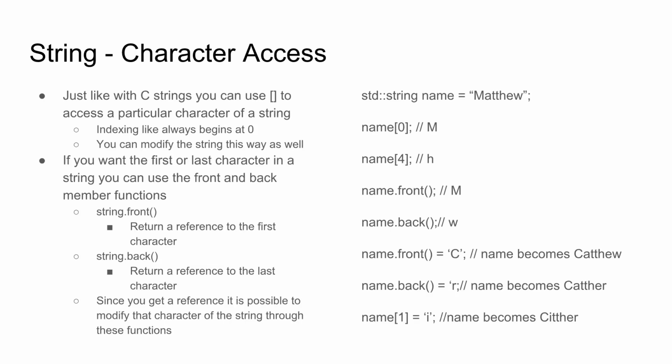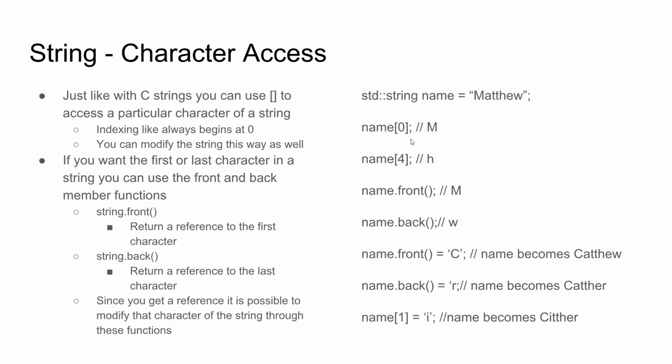You can index the string at some position using the square brackets, just like you could any other string. And you can also modify characters that way as well by setting them equal to some value. If you want just the first or the last character, you can do .front or .back. These are going to give you back references. And since they're references, if you set that reference equal to some character, it's going to actually modify that character inside the string as well.